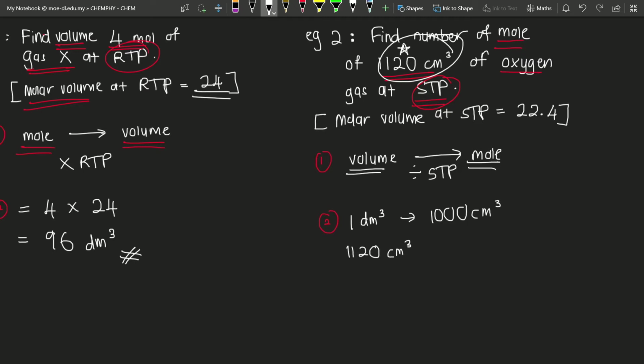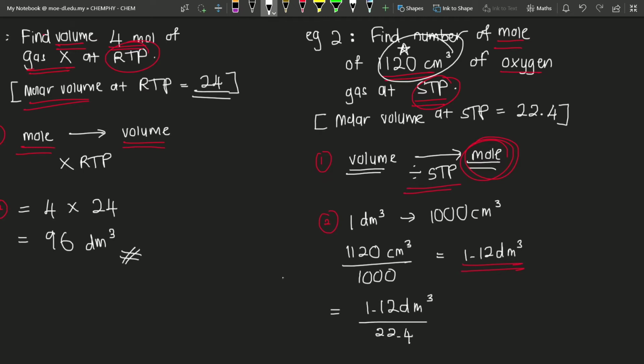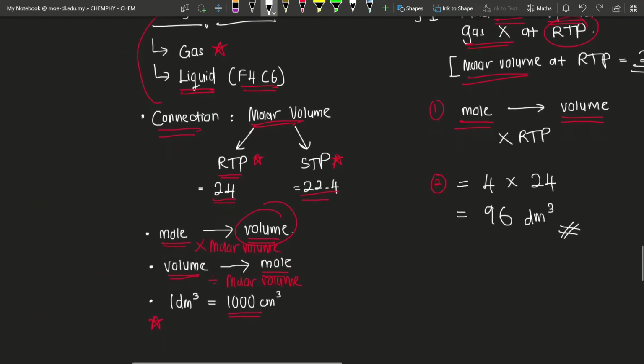You have 1120 cm cube. To convert it into dm cube, you will divide by 1000. It's like 1 kilogram is equal to 1000 gram. So you will get 1.12 dm cube. From this you can proceed. You have volume in dm cube as usual. To convert it to mole, you will divide by STP. So our final calculation will be 1.12 dm cube divided by STP 22.4. Therefore, you will get 0.05. The question asks for mole, so our unit is mol. This is your answer.